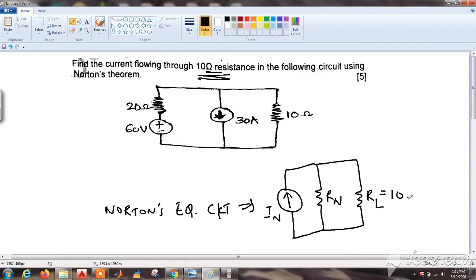So our RL is 10 ohms, and we have to find the current I, or we can say IL, flowing through RL. This is also IL, but we have to find it using Norton's theorem. So we have to make Norton's equivalent circuit. Now we have RL, but we have to find IN and RN. So let us first solve RN, that is Norton's equivalent resistance.